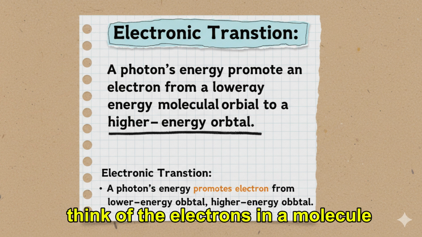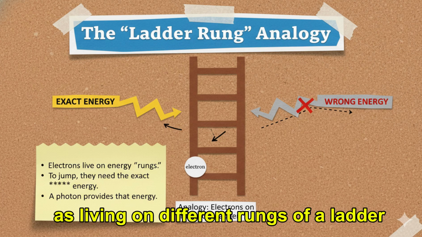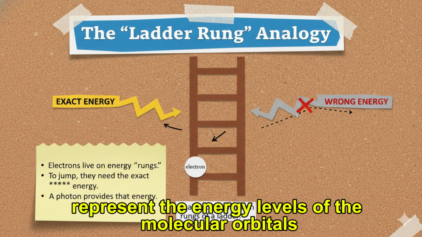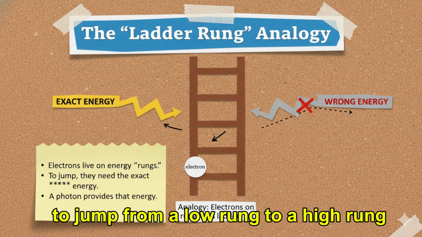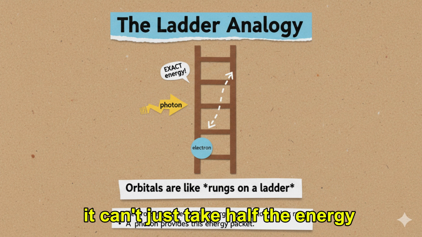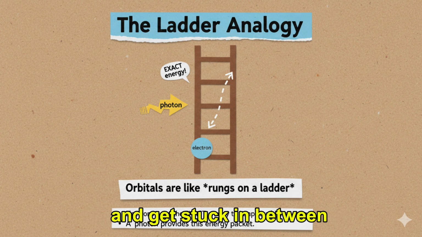Think of the electrons in a molecule as living on different rungs of a ladder. The rungs represent the energy levels of the molecular orbitals. To jump from a low rung to a high rung, an electron needs the exact amount of energy. It can't just take half the energy and get stuck in between.